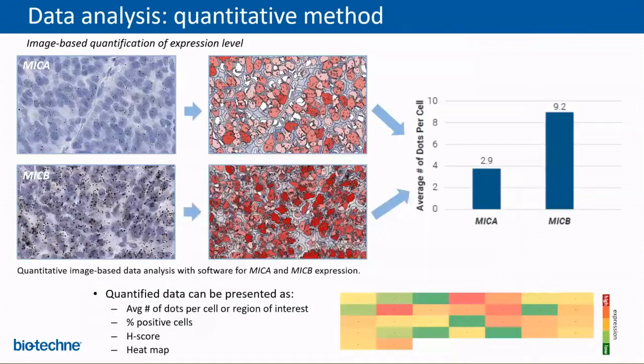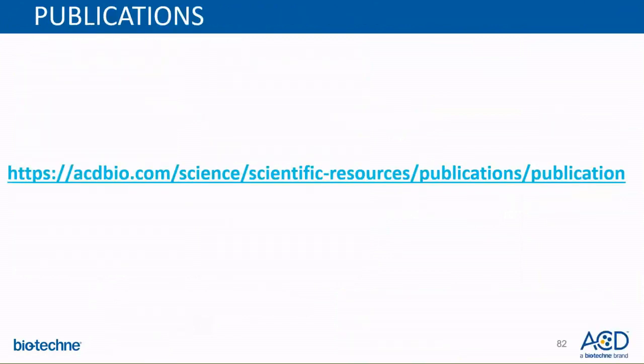A quantitative way to analyze RNAscope data that is more objective and rapid is by using automated software analysis platforms such as the Halo software system from Indica Labs. As mentioned earlier during this presentation, we have over 2,500 peer-reviewed publications that used our RNAscope and BaseScope technologies. Many of these papers, either as full text or as abstracts, are available at our website. Please visit the link provided to view and access this publication list.